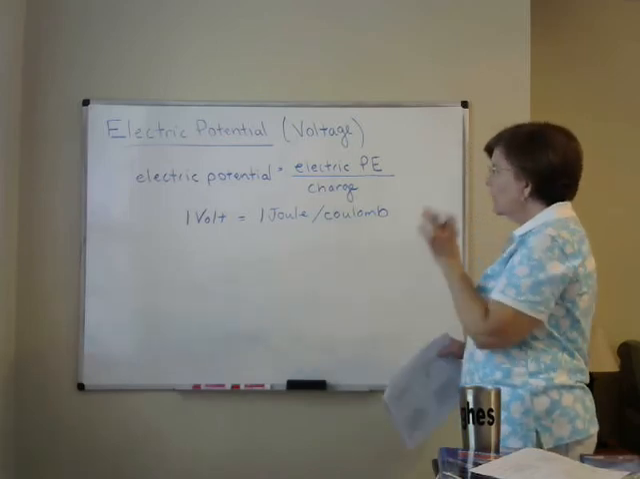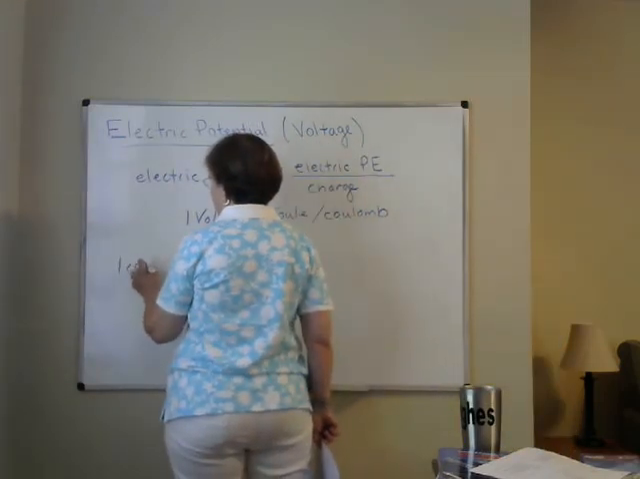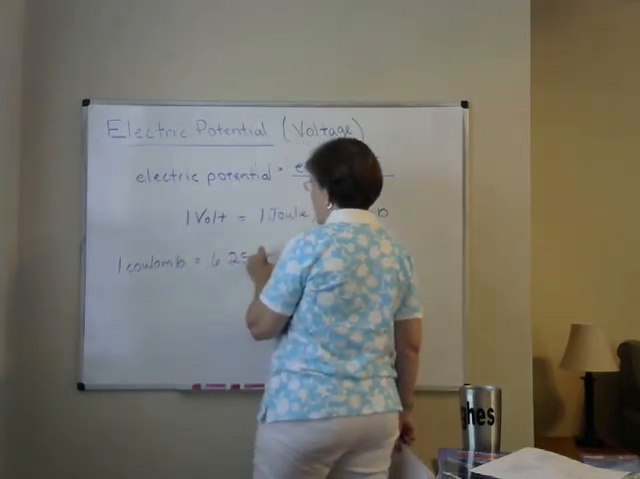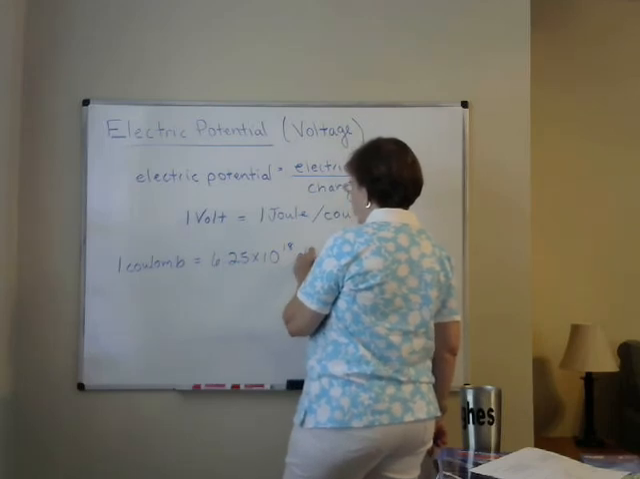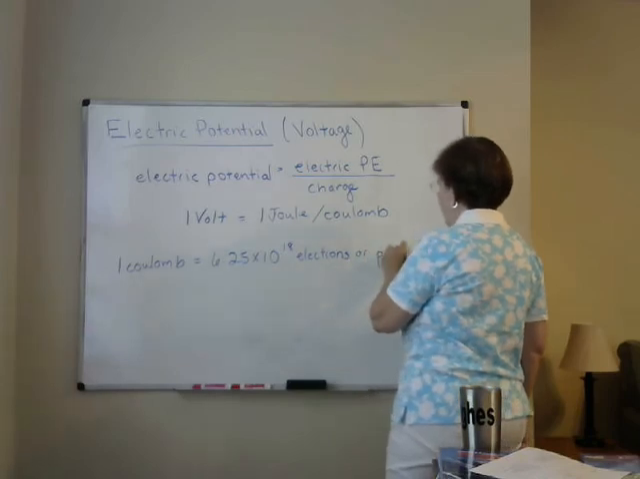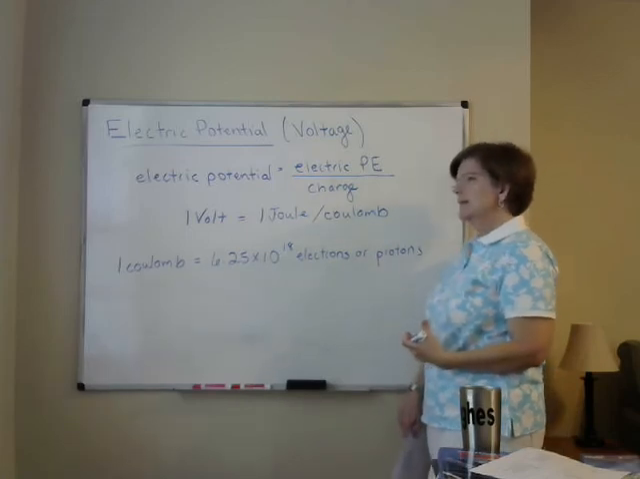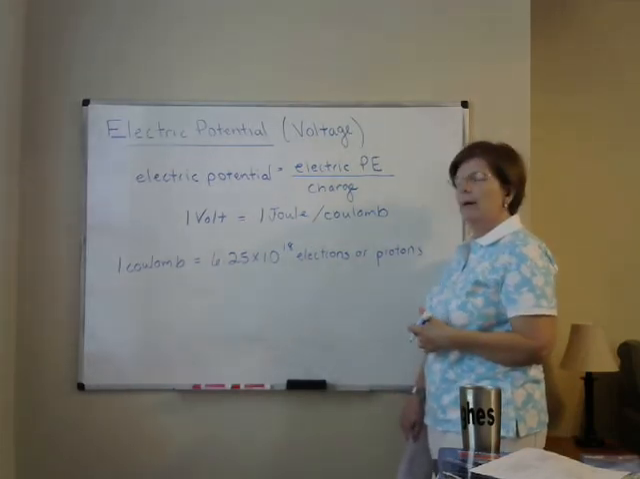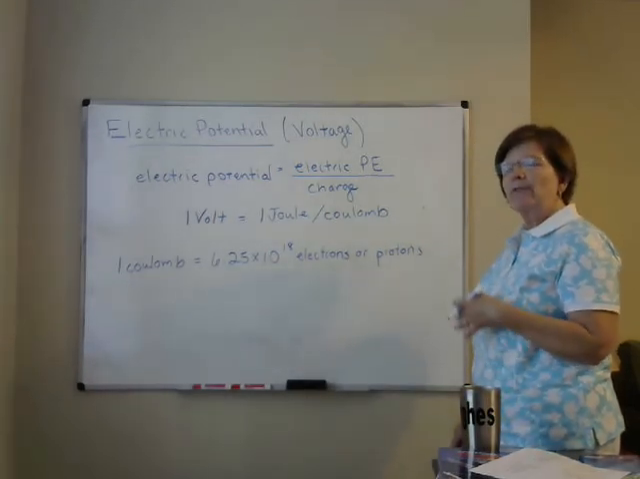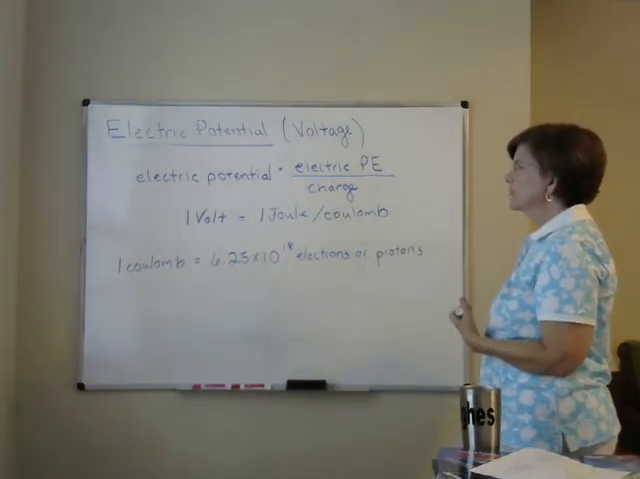I want to make sure you know what a coulomb of charge is. 1 coulomb of charge is equal to the charge on 6.25 times 10 to the 18th electrons or protons. It's a huge number. That is a trillion. Nope, I'm wrong. It's a billion. 10 to the 18th. 6.25 billion electrons is equal to 1 coulomb of charge.